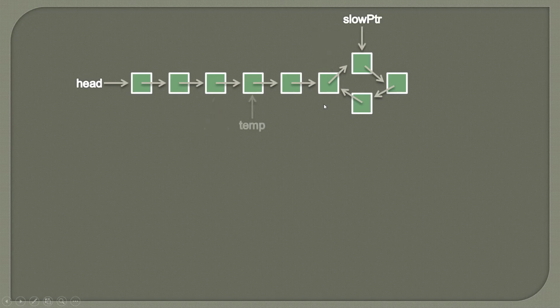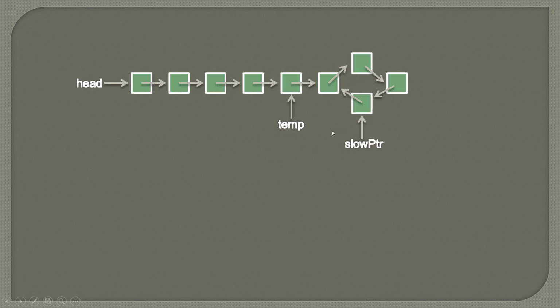We move temp by 1 step, slow pointer by 1 step. Then again we move temp by 1 step, and slow pointer by one step. So friends, here you can see that based on the number of nodes in the tail and in the loop, the slow pointer started from here and it completed one cycle and reached the same point here.